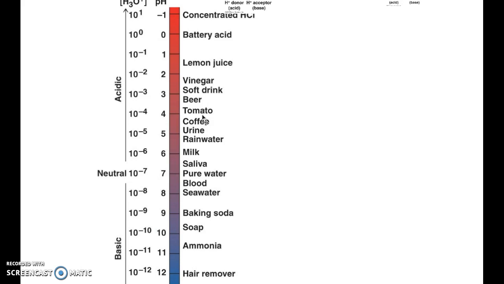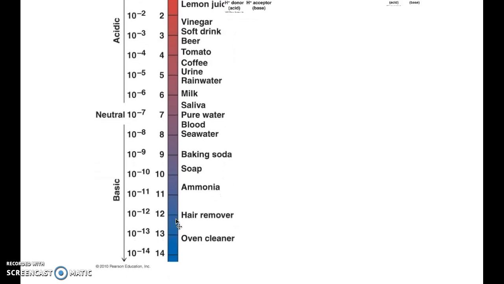Battery acid and all this going to tomato. Notice the things we eat and drink tend to be a little bit higher here. Things like lemon juice we tend to water down and dilute and add to other things first. But once you hit pure water, your blood is slightly basic, and then you have seawater, baking soda, soap, ammonia, hair remover, pretty strong, and so is oven cleaner. Oven cleaner is one of the more serious, at least strong bases that you can get your hand on. Bleach also. Not good for your system, either one.